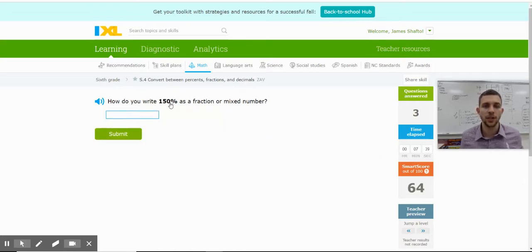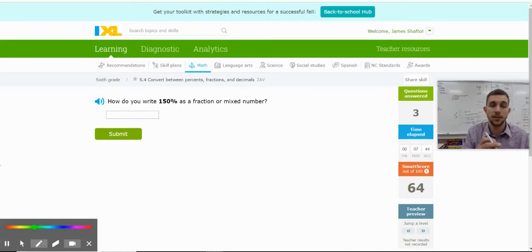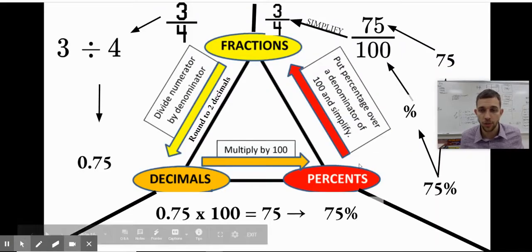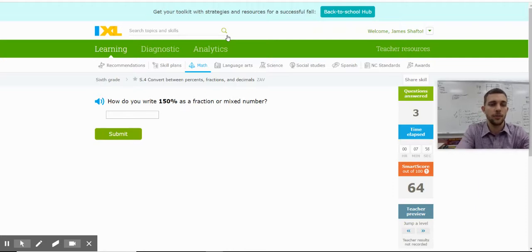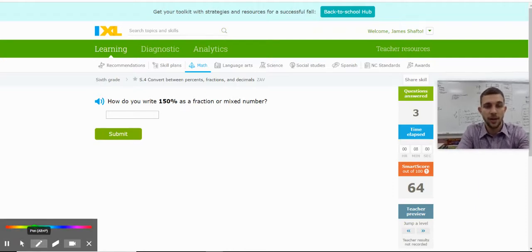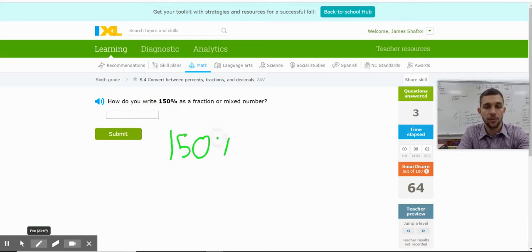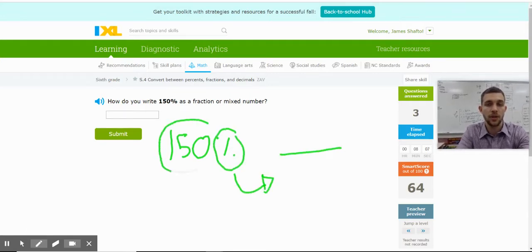How do you write 150% as a fraction or a mixed number? Okay, so we go to the steps from before. We're starting with a percent. The number goes on the numerator, and then the percent sign is 100. So let's try and do that. We have 150%. The percent sign goes on the bottom. The number goes on top. So I get 150 over 100.